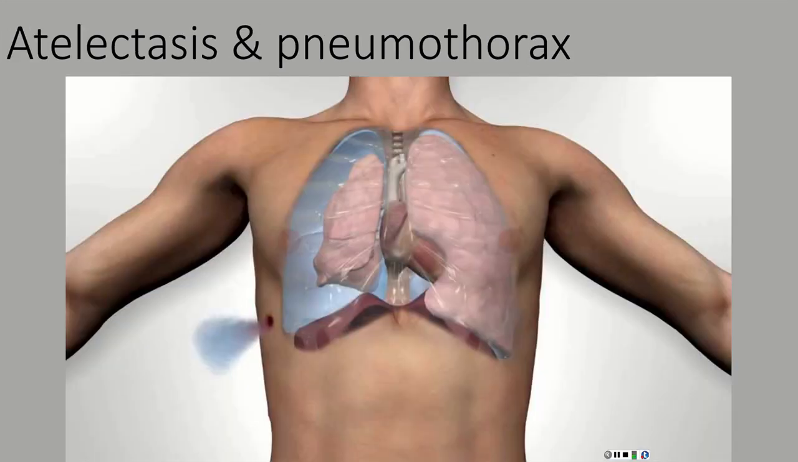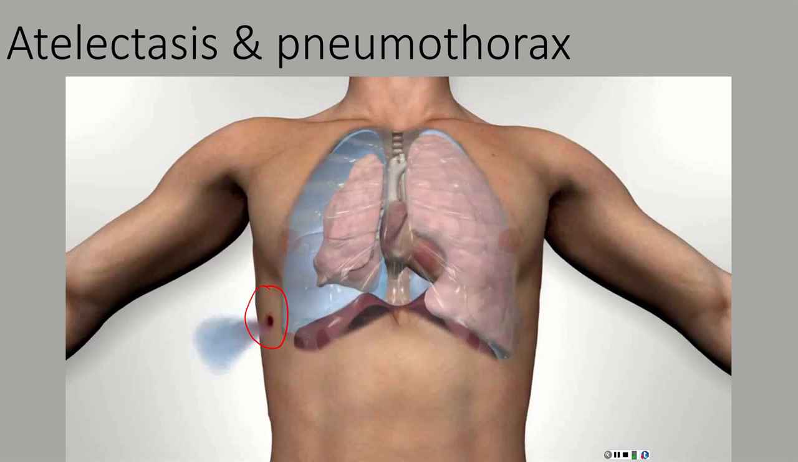Now let's talk about atelectasis and pneumothorax. Those are some crazy words. Now, first let's talk about pneumothorax. Pneumothorax literally just means a hole in the chest. And that's what we see right here. A hole in the chest. Now, if we have a hole in the chest, that allows for a bad situation to develop.